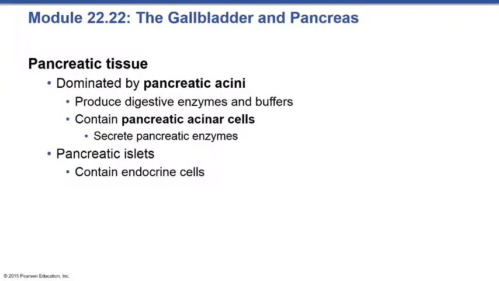The pancreatic tissue, when you look at it, is filled with acini. These are going to look a lot like salivary glands under the microscope, and they're releasing these pancreatic enzymes through exocytosis.